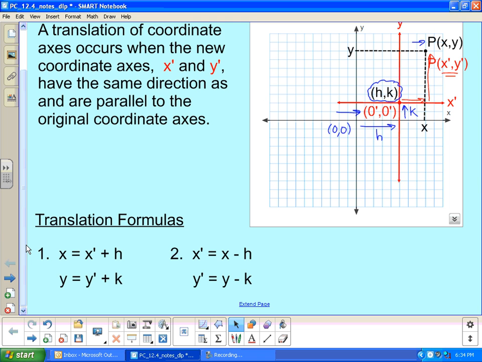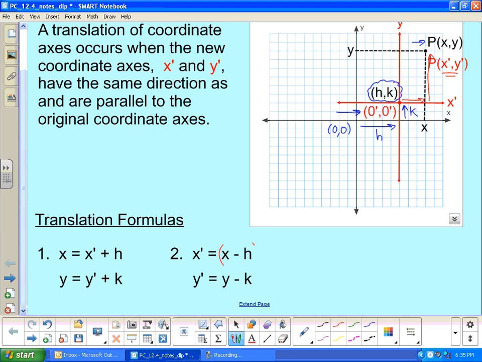All right, translation formulas. Here's where this whole idea of h and k comes in. The h is either the movement left or right of our original position, and the k is either a movement up or down from our original position. And that's what's happening here. In the first equation, we take our x and we refer to our translated axis as x prime plus an h value, taking me back to the original x.